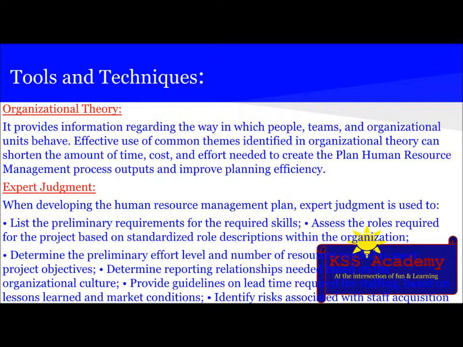Next is expert judgment. When developing the human resource management plan, expert judgment is used to list the preliminary requirements for the required skills, assess the roles required for the project based on the standard role descriptions within the organization, determine the preliminary effort level and number of resources needed to meet project objectives, determine reporting relationships needed based on the organizational culture, provide guidelines on lead time required for staffing based on lessons learned and market conditions, and identify risks associated with staffing acquisition and release, etc.